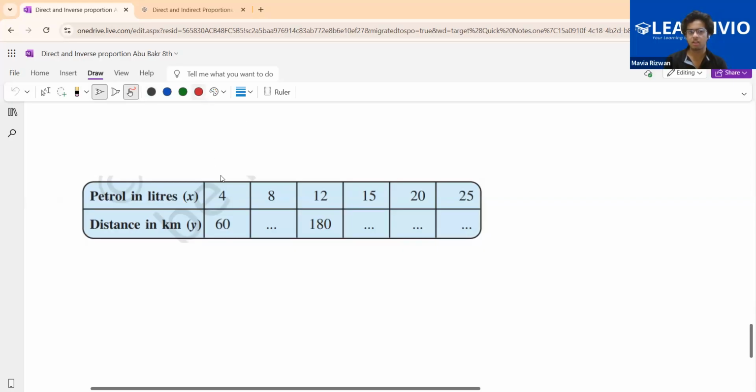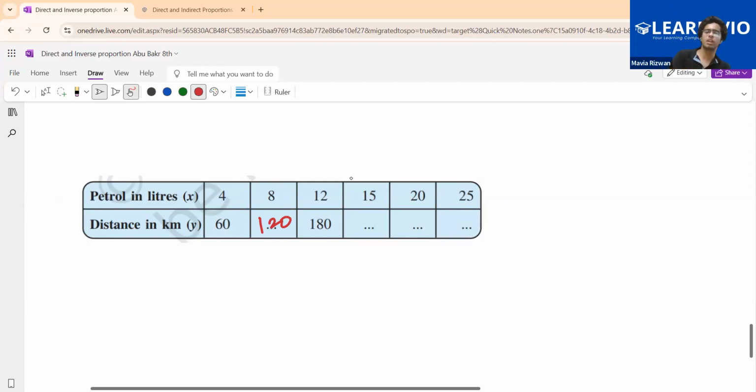Now, in 4 liters of petrol, the car can travel 60 kilometers. Okay. Now they are asking how much will the car travel in 8 liters of petrol? Can you tell me, Abubakar? Sir, 120. 120. Very good. For 12 liters of petrol, it would be 180. But how to find for 15? You will say, sir, for 8, I multiplied it by 2. But 15 is not a multiple of 4. So how do we find out?